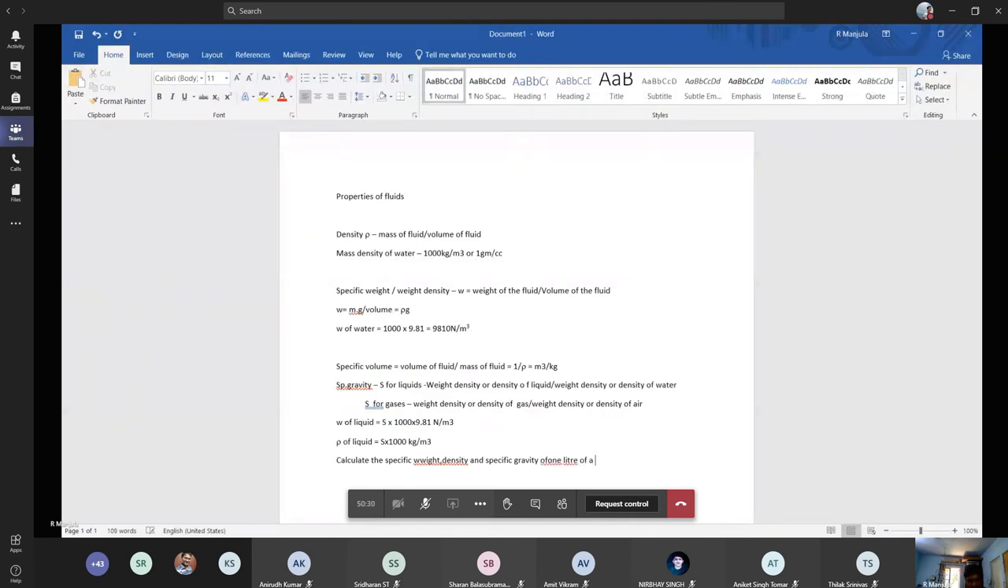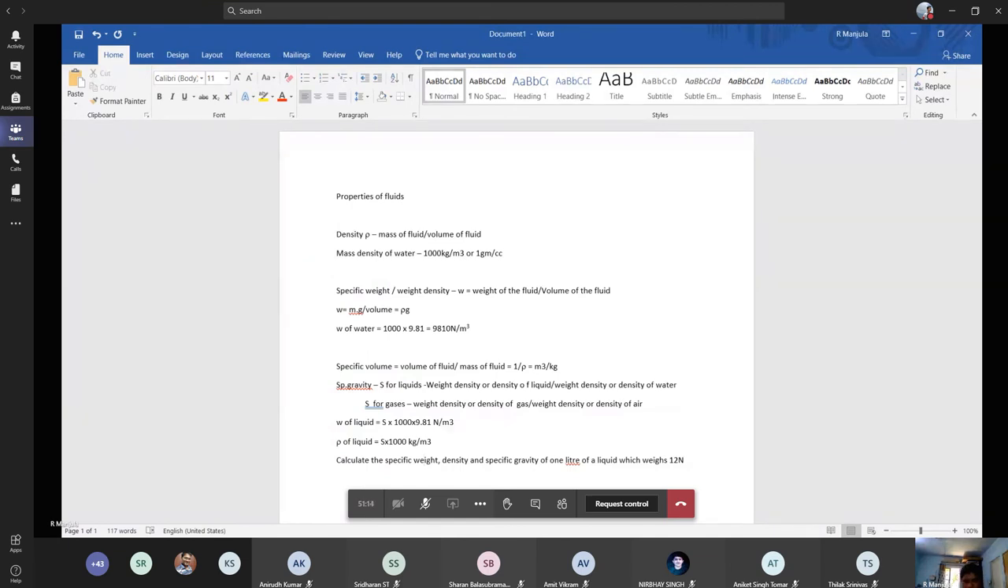One liter of liquid weighs 12 newtons. Will you be able to do it in your notebook? Please finish it. We have 2 more minutes, 5 minutes more. Or you can do it in your laptop itself, if you are able to do it in the laptop itself.